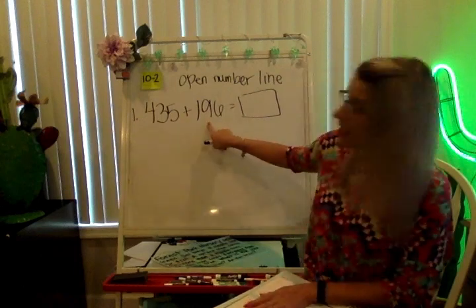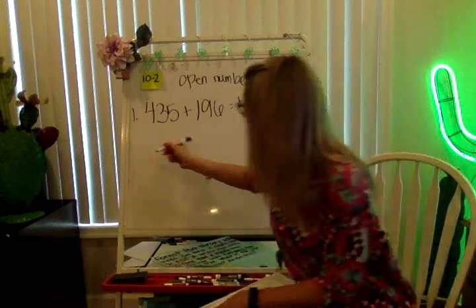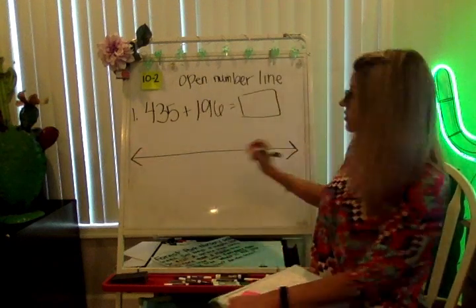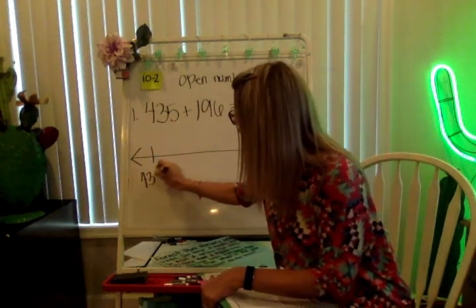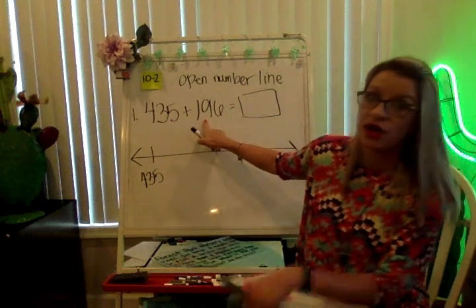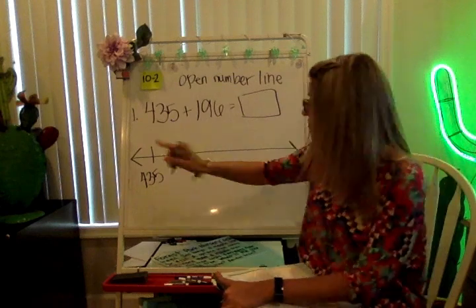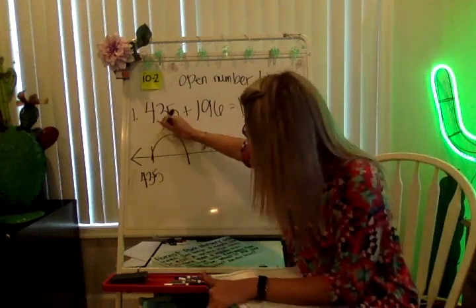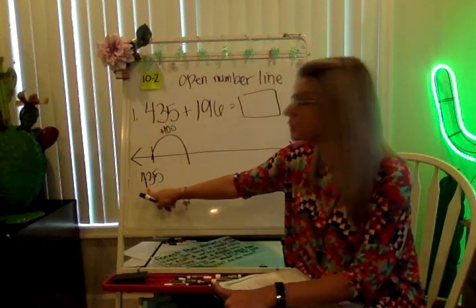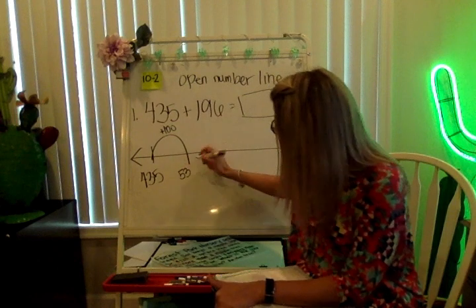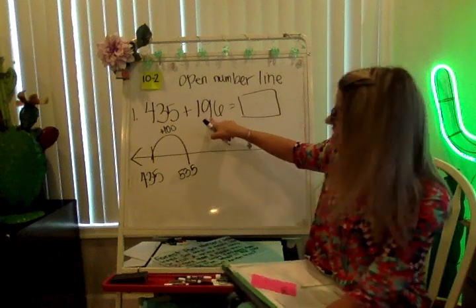So 435 plus 196, you have to solve using the open number line. That's the goal for today. So here's your open number line. You're going to put on there the 435. You're going to be adding 196. When we're adding, we're counting on our open number line. I'm going to go ahead and add my 100. So 435. I'm only increasing my hundreds place by 1, so it will be 535. So I've done that part. Then I need to add 96.